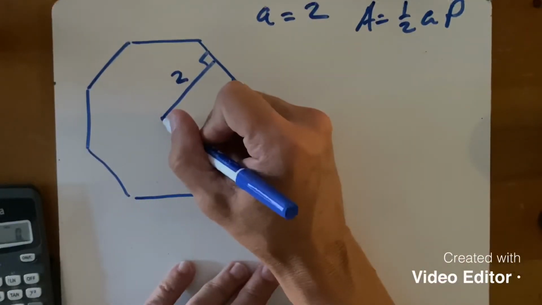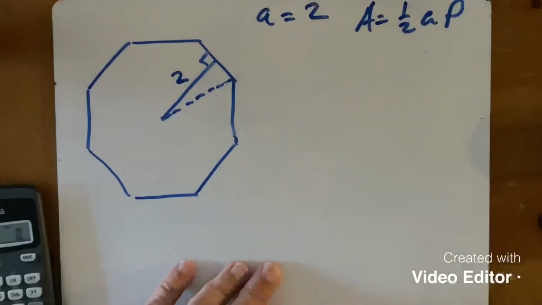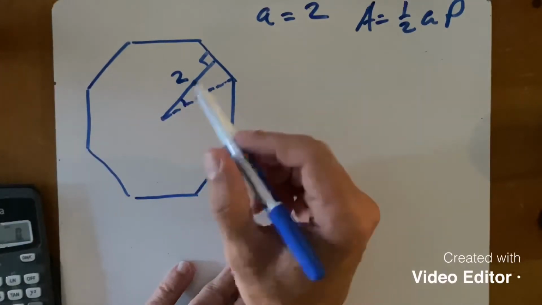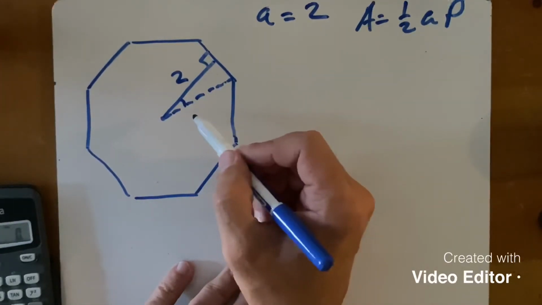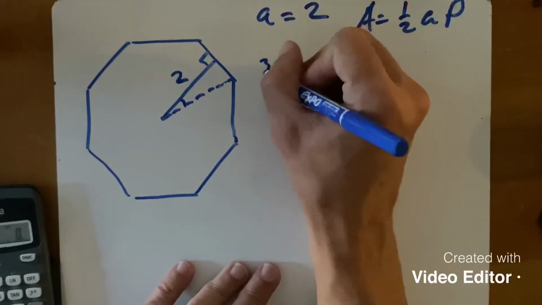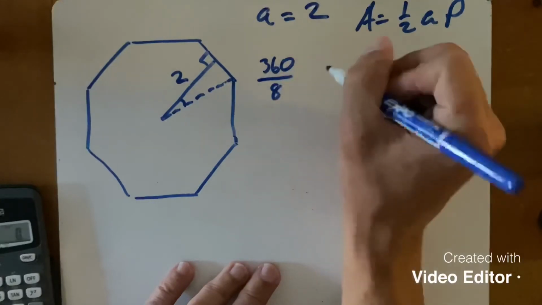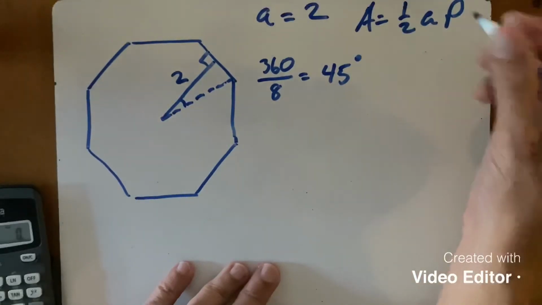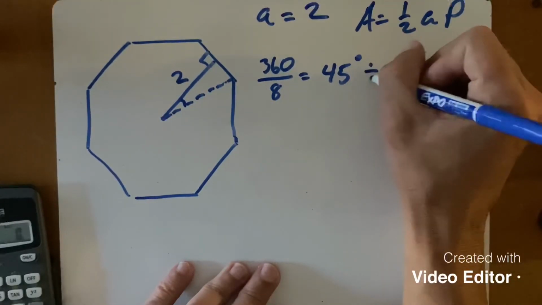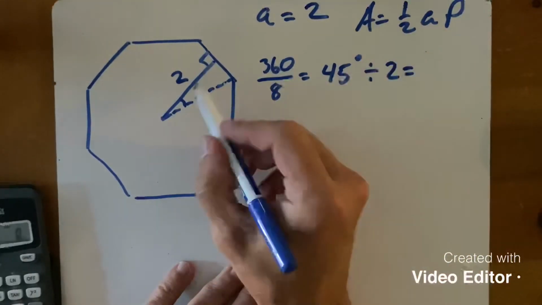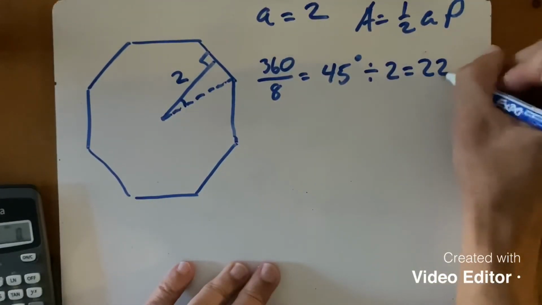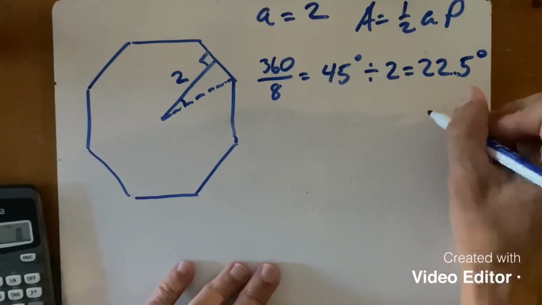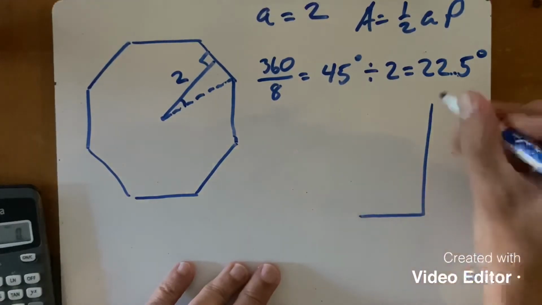So if we form a triangle with a segment from the center to the vertex there, I need to find this angle right here. That's going to be half of one of the central angles. And how do I find a central angle? I'm going to take 360 and divide it by the number of sides, which in this case is 8. So the central angle is 45 degrees, and then I'm going to bisect that, or split it in half, by dividing by 2, and so this angle here should equal 22.5 degrees. Now let's expand our triangle out here so we can actually see what we're doing.